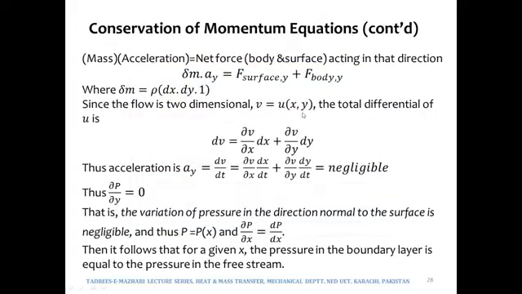Again, v is a function of x and y because the flow is two-dimensional. So therefore dv would be written as dou v by dou x times dx plus dou v by dou y times dy. And if we divide this whole expression by dt so as to write acceleration in y direction, this would be dx by dt and this would be dy by dt. However, acceleration in y direction would be negligibly small, right?